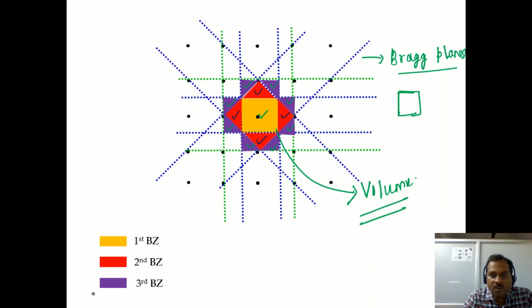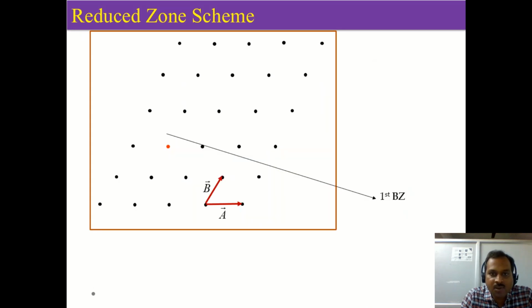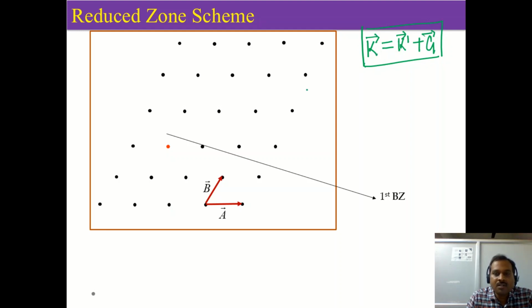Now, with this information, let us take one example of how we can bring back any wave vector k inside the first Brillouin zone with this relation, that is k is equal to k prime plus g. If you recall, in our previous discussion we had imposed this relation to bring back any k vector inside the first Brillouin zone.